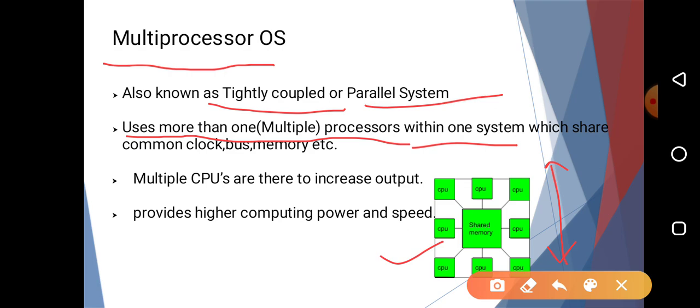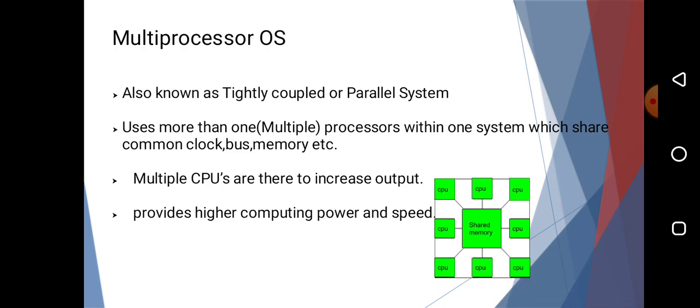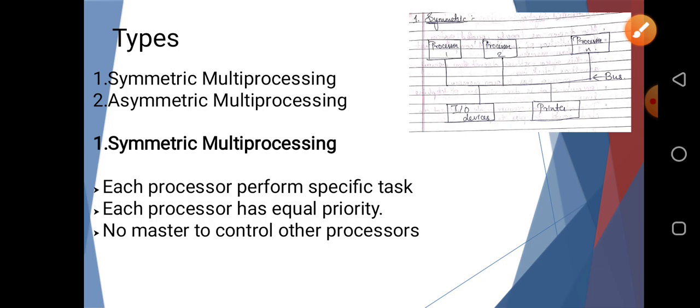But obviously, if we are connecting multiple CPUs in one system, it will increase the output of the system as well as provide higher computing power and speed. Therefore, a multiprocessor system is used to increase the output of the system. What are the different types of multiprocessor system? There are basically two types of multiprocessor system. First one is symmetric multiprocessing and second one is asymmetric multiprocessing.